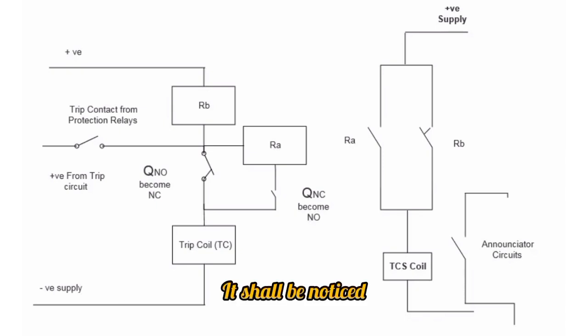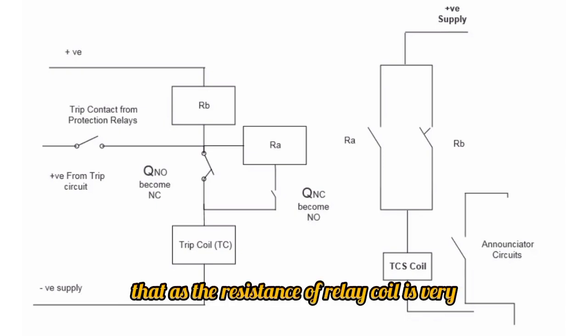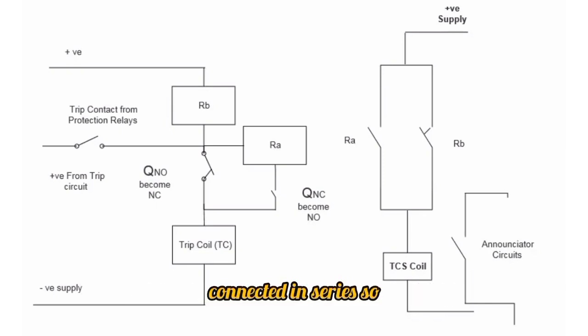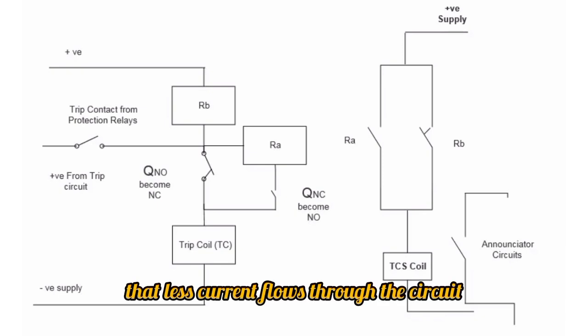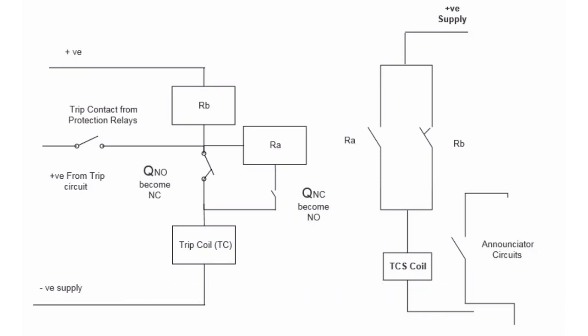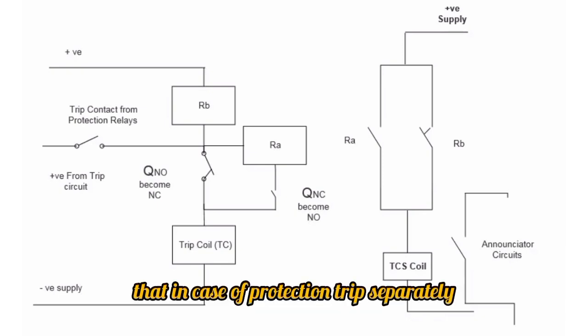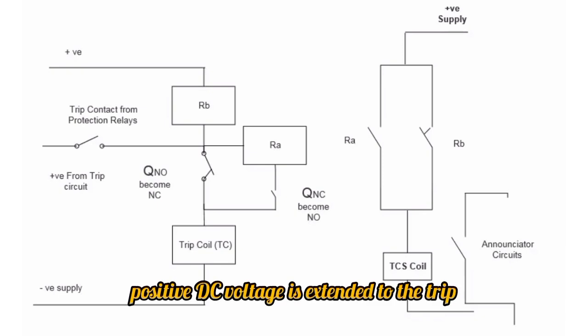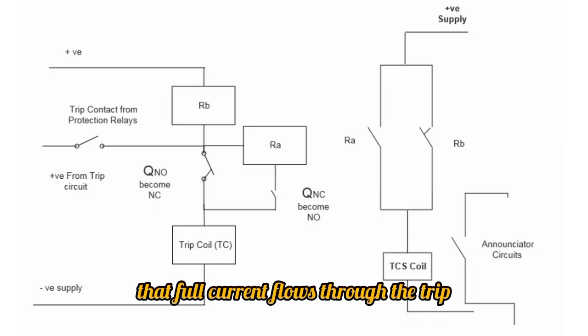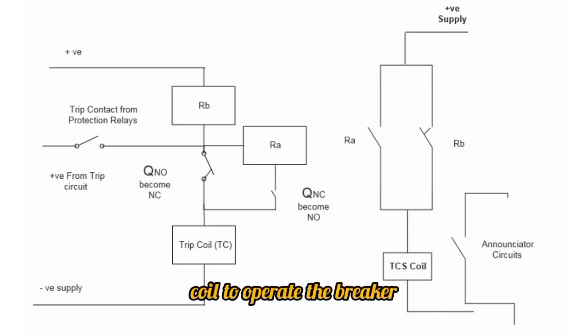It shall be noticed that as the resistance of the relay coil is very low, a high resistance shall be connected in series so that less current flows through the circuit to operate the trip coil of the breaker. It shall also be noticed that in case of a protection trip separately, positive DC voltage is extended to the trip coil of the circuit breaker so that full current flows through the trip coil to operate the breaker.